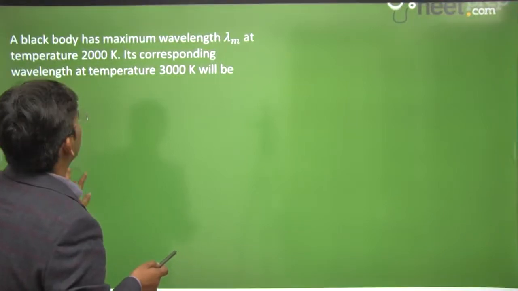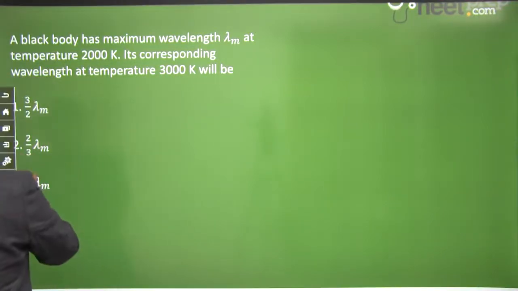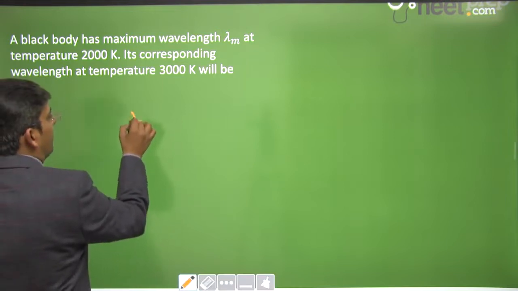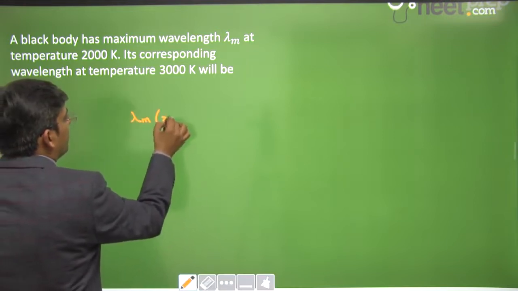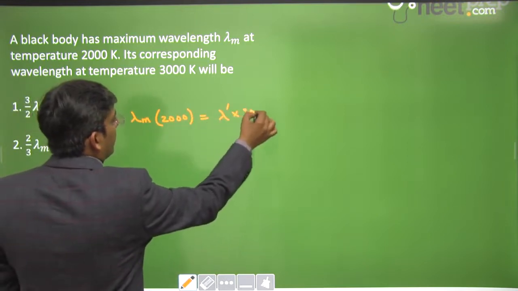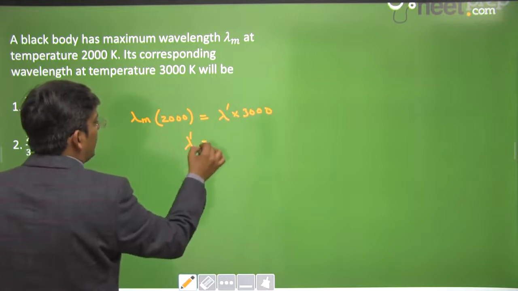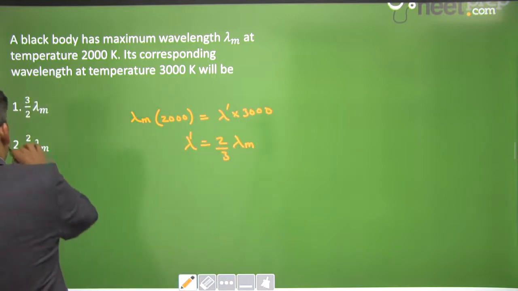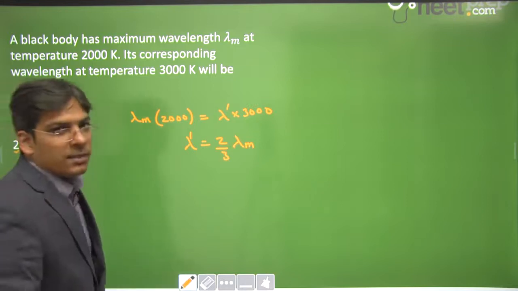Right, we have a question for Wien's law now. A black body has a maximum wavelength lambda m, temperature is basically 2000, lambda dash into 3000, right? Lambda dash is 2 by 3 of lambda m, right? They have changed the temperature, so lambda will change. 2 by 3 of lambda m. Very easy question.